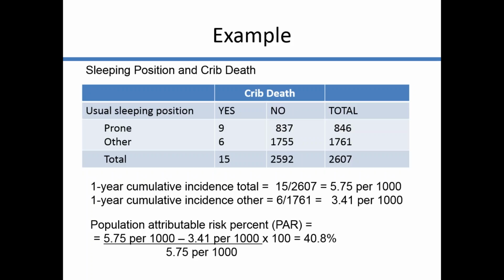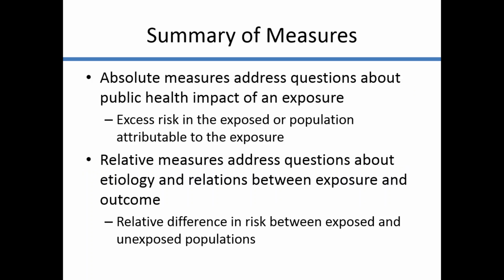Next slide, please. Don't dwell too much on these things. Just know what they are. Summary of measures. Absolute measures address questions about the public health impact of an exposure: excess risk in the exposed or in the population attributable to the exposure. It tells us also that if more people smoke, we need this many more nurses or this many more doctors or this many more health coaches.